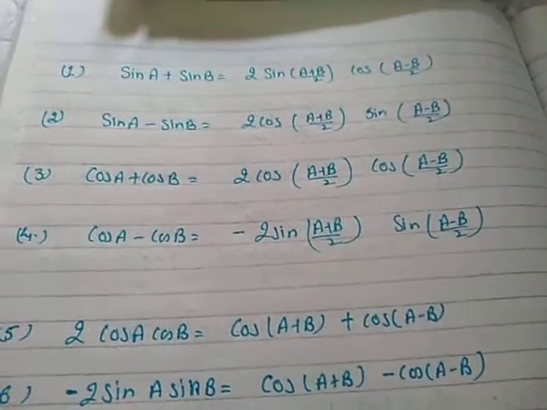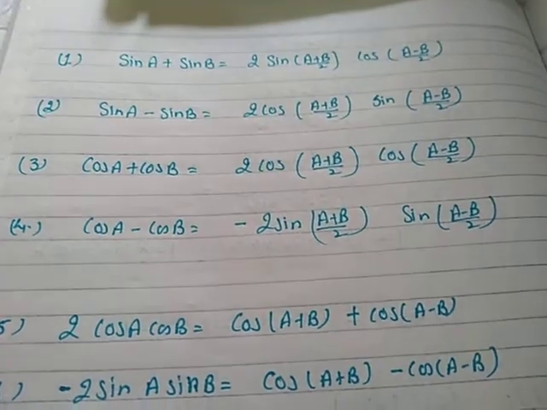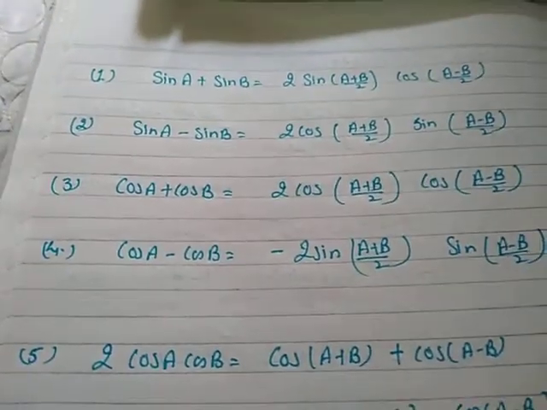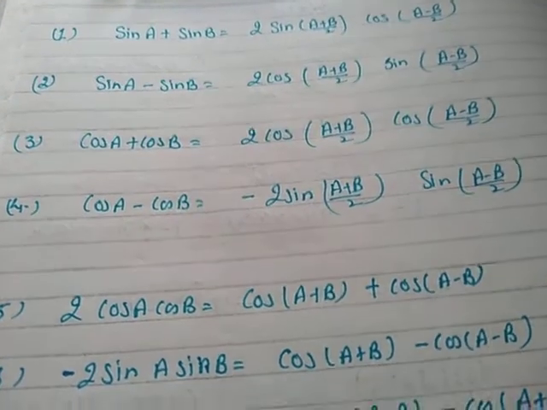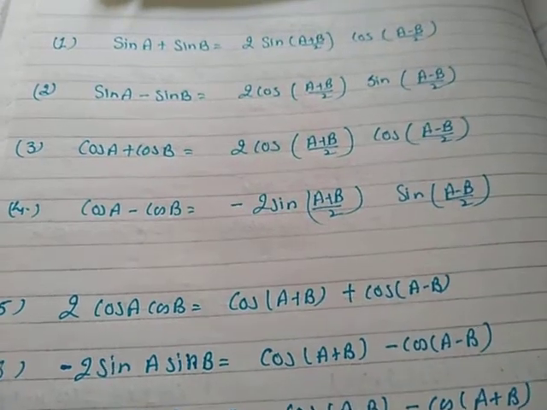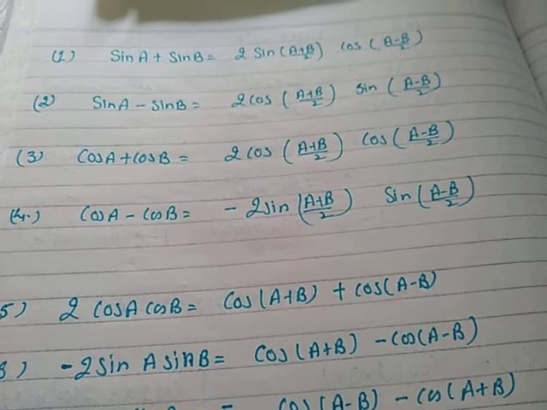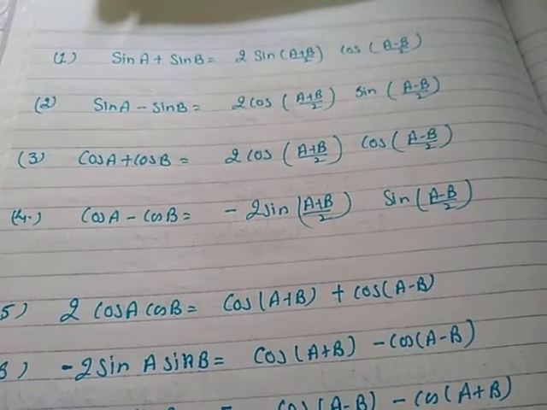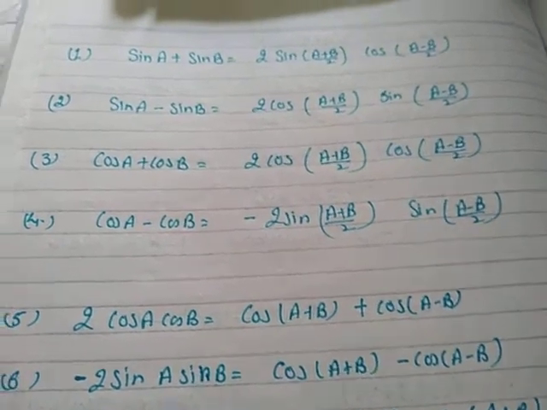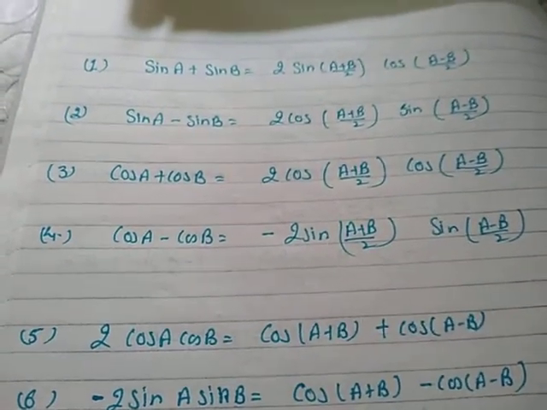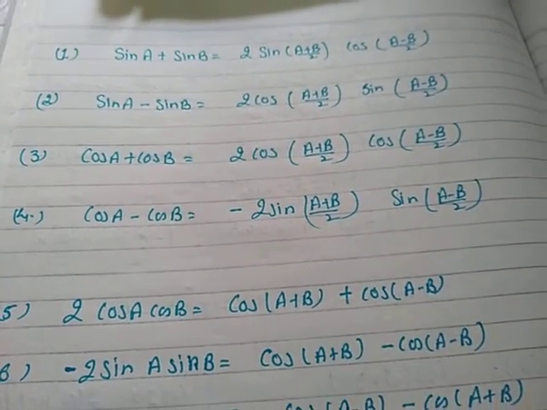Hello children. In today's video, I am going to explain the questions based on the formulas sin A plus sin B, sin A minus sin B, cos A plus cos B, and cos A minus cos B. Earlier, I explained questions based on the formulas sin(A plus B) and sin(A minus B), the sum of the angle and difference of the angle. Here, the questions are based on sin A plus sin B. It is not equal to sin(A plus B), children.